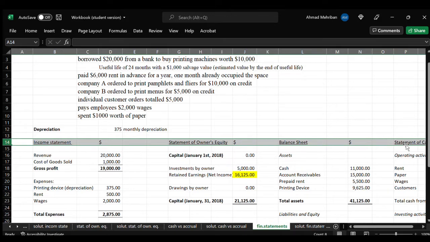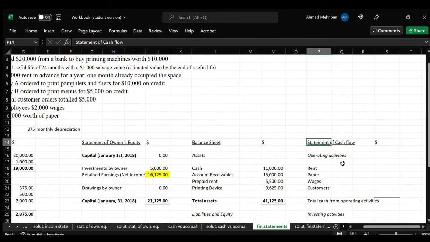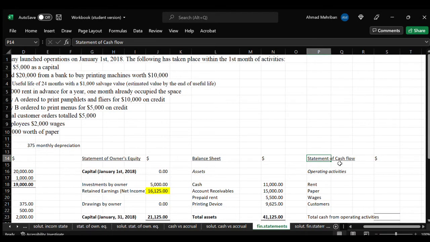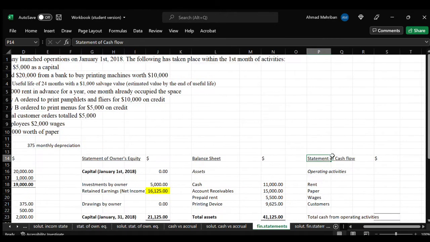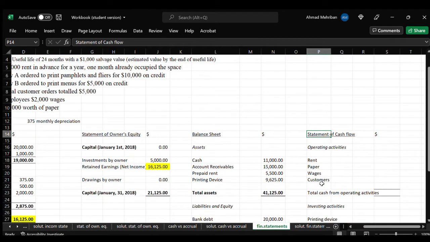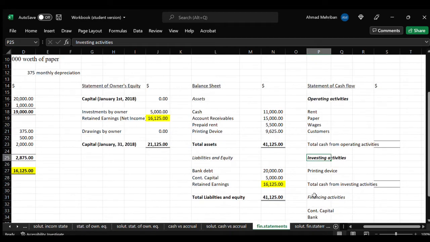And we have just one last statement to finish, and that is the statement of cash flow. Now, the statement of cash flow probably has received less attention in our class for now. We're going to talk about it in the last part of our semester. But for now, all you need to know is that the statement of cash flow, generally speaking, is separated into three parts: operating activities, investing activities, and financing activities.